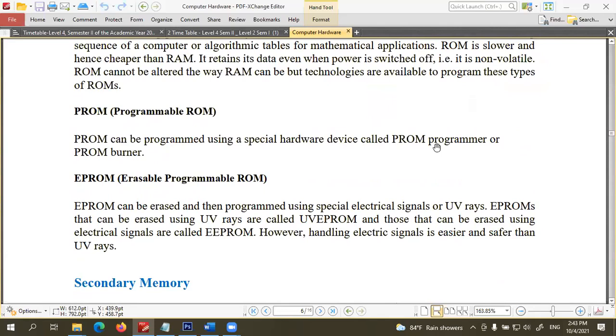Normally it is very difficult. So ROM means read-only memory. We can't write into the ROM, but there are some special categories which are called programmable ROM.